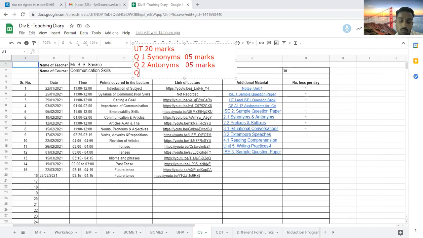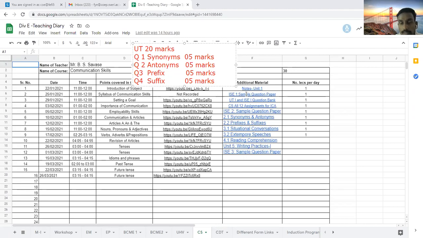Then question 3 will be based on prefix. For prefix also, you are going to have 5 marks. And question 4 is going to be on suffix, and for this also, you will have 5 marks. This way, you will face unit test second for 20 marks.